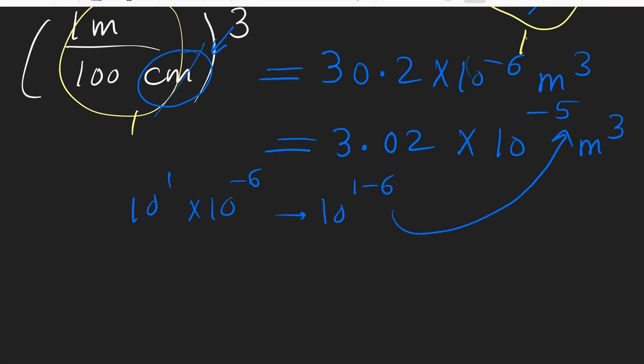So let's see once again, 30.2 times 10 to the power of minus 6 meter cubed. So I wrote this as 3.02 times 10 to the power of minus 5, because I could write the first one as 3.02 times 10 to the power of 1, and also I have a 10 to the power of minus 6 here, so the product is 10 to the power of 1 minus 6, which is minus 5.